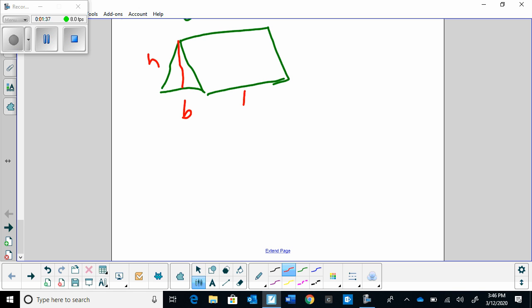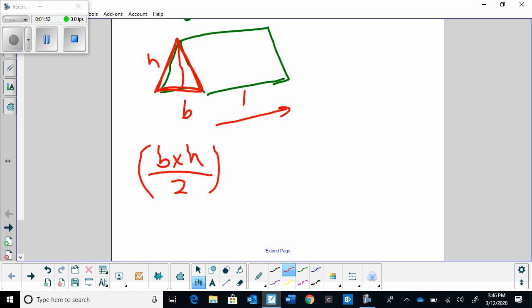All right, so now we look at what shape makes up a triangular prism. Well, we have this triangle here at the front. We need its area because we're going to have it a bunch of times, however long this triangular prism goes. So the area of the triangle is base times height divided by 2. That's the area of the front triangle.